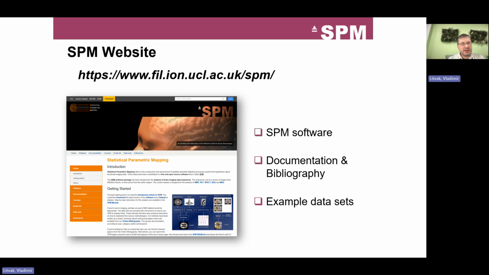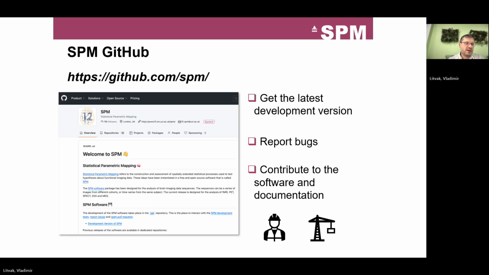The main source of information about SPM right now is the SPM website, which is part of our departmental website. You can find information about courses, different references for SPM, and links to other SPM resources. For developers and users who want to stay up to date, the main source of information is the SPM GitHub page, where you can get access to the latest development version, report bugs, and also contribute to the software and documentation.